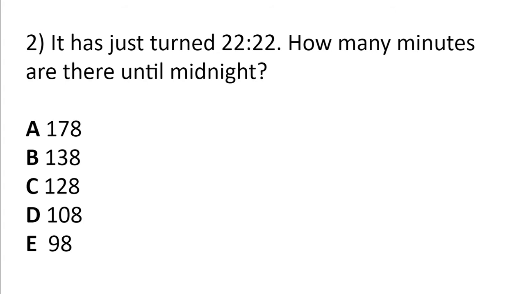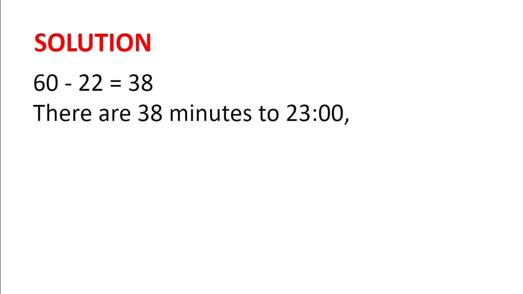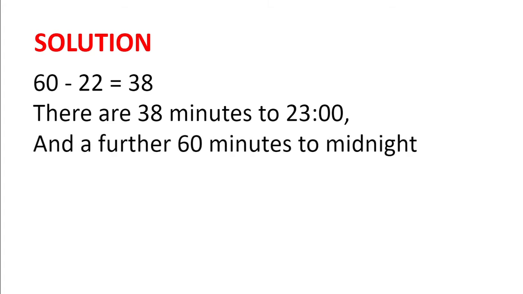It has just turned 22 past 10. How many minutes are there until midnight? Well, 60 minus 22 is 38, so there are 38 minutes until 11, and a further 60 minutes to midnight. 38 plus 60 is 98, so there are 98 minutes until midnight, and so the answer is E.